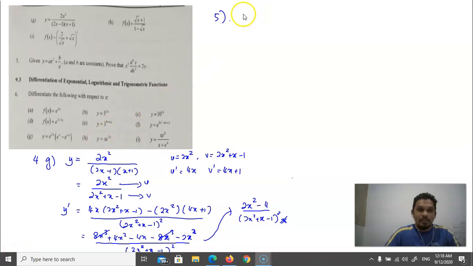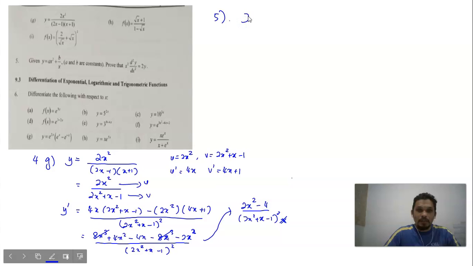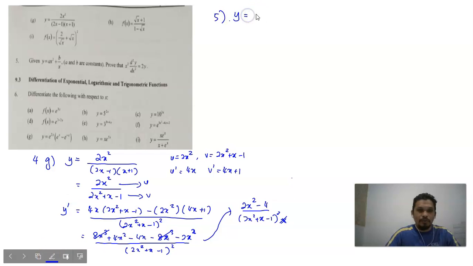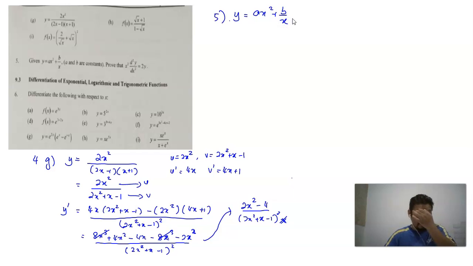Now let's take a look at question number 5, where y equals ax squared plus b over x. Sometimes for this kind of question, we are asked to prove a given equation. Maybe some students list down y prime and the second derivative, then substitute into the equation and make it equal to 0. Okay, let's try this one now.